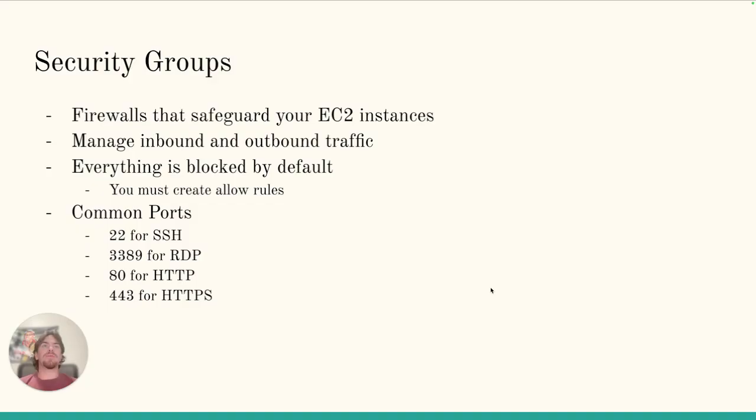So security groups are essentially firewalls that safeguard your EC2 instances. They manage both inbound traffic, which is what can enter your instance, and outgoing traffic, what can leave your instance. Unlike standard firewalls, security groups only include allow rules. That means you must specify what is permitted in and out, and everything else is blocked by default.